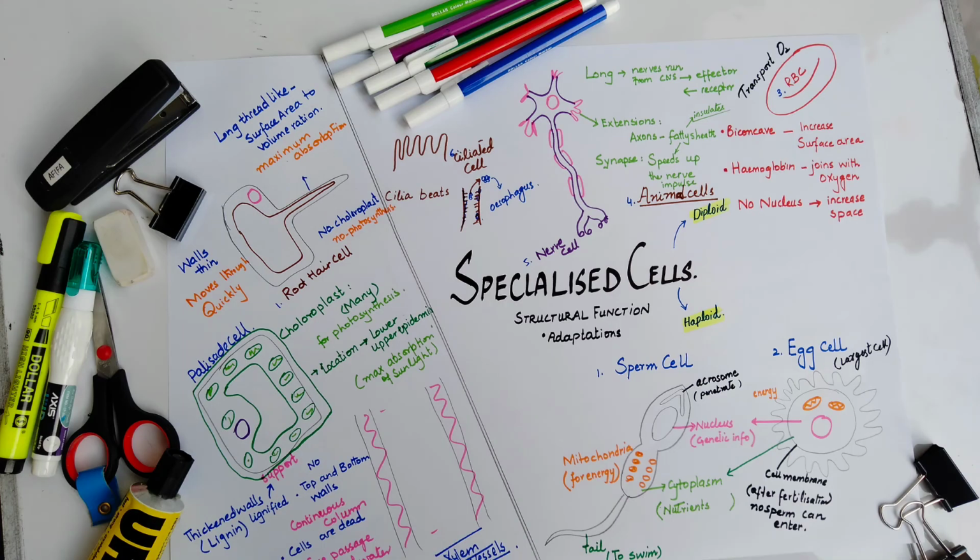At last, we have this specialised cell, the palisade cell, which has chloroplasts, which carry out photosynthesis, and they are located in the upper epidermis.